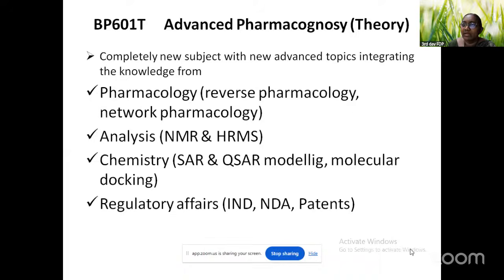So next one is the advanced pharmacognosy subject. This is also a completely new subject, very advanced, and this is integrating all the departments in the pharmacy. So unit wise they have included all the departments.